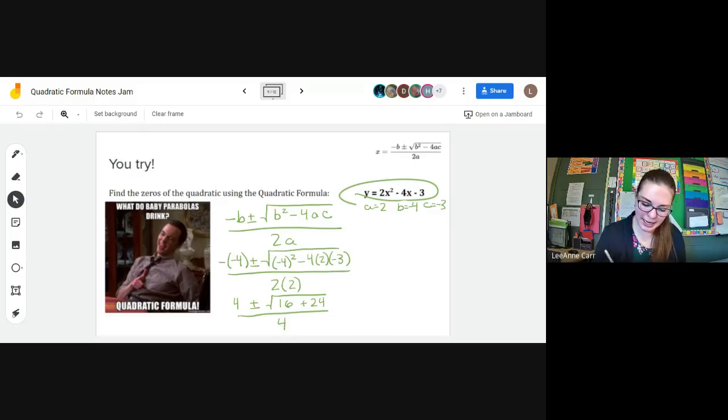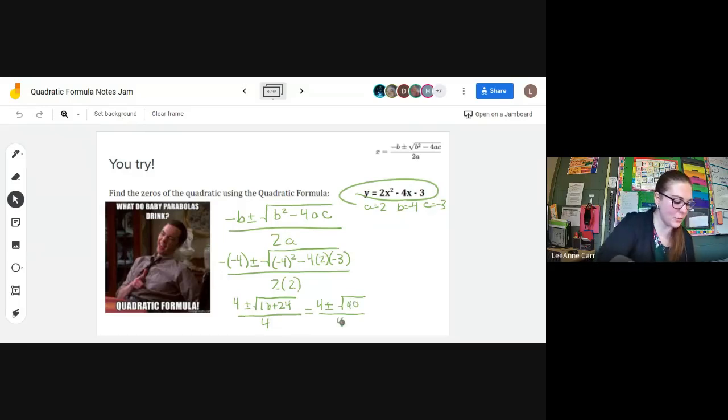We keep going. I'm going to run out of room here. Let me try and condense this a little bit. All right, so now I am on to this. I got 4 plus or minus the square root, 16 plus 24, that is just 40. Now, if I plug in the square root of 40, you guys might notice that I get an ugly decimal. 40 is not a perfect square.